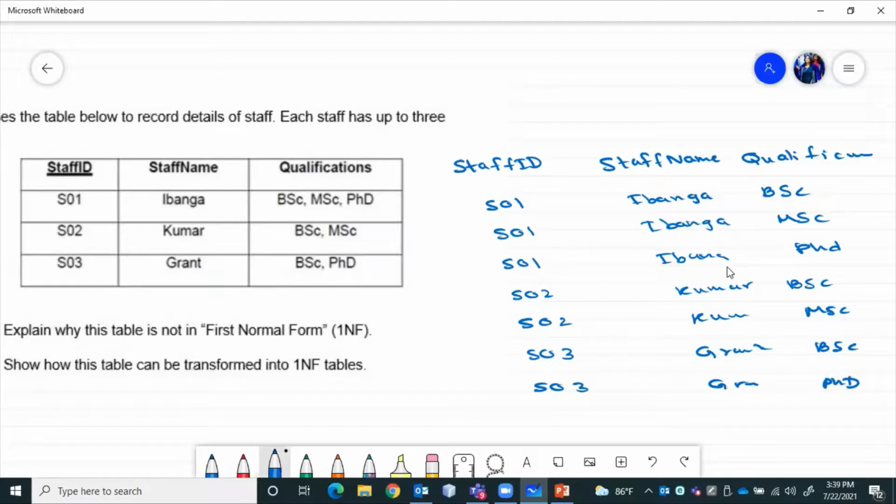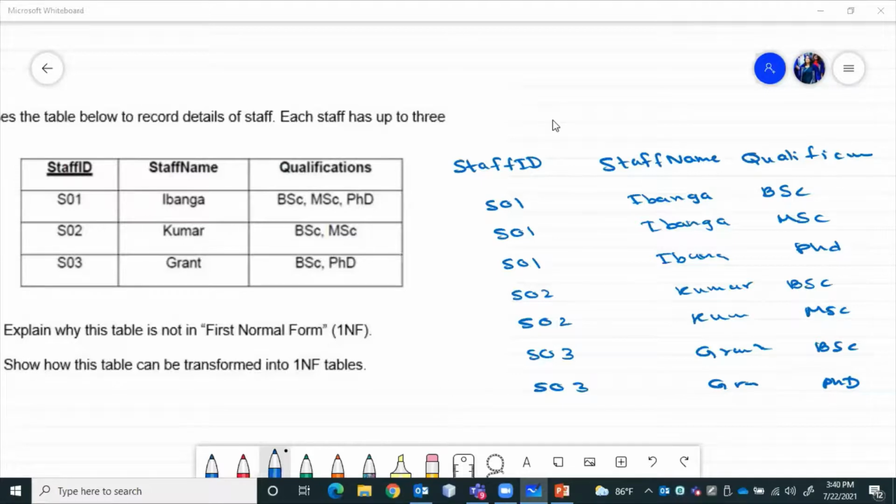And when you're writing this, tell me, what are the primary keys that we're supposed to designate? Is it enough to have the staff ID, or are we supposed to take a composite primary key? What do you think? Yes, staff ID is enough.